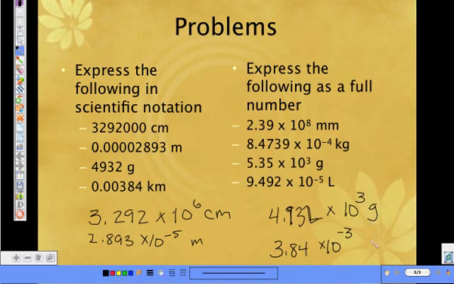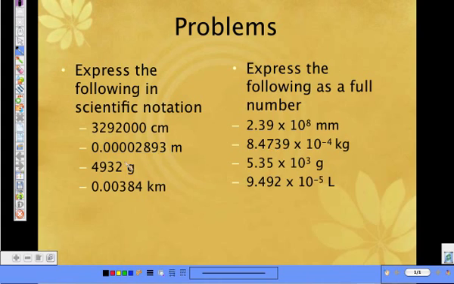This one's grams, and this one's kilometers. Good. Questions on switching stuff to scientific notation? How about if we go backwards, where we're given scientific notation, we want to write out the number. What would this number be?